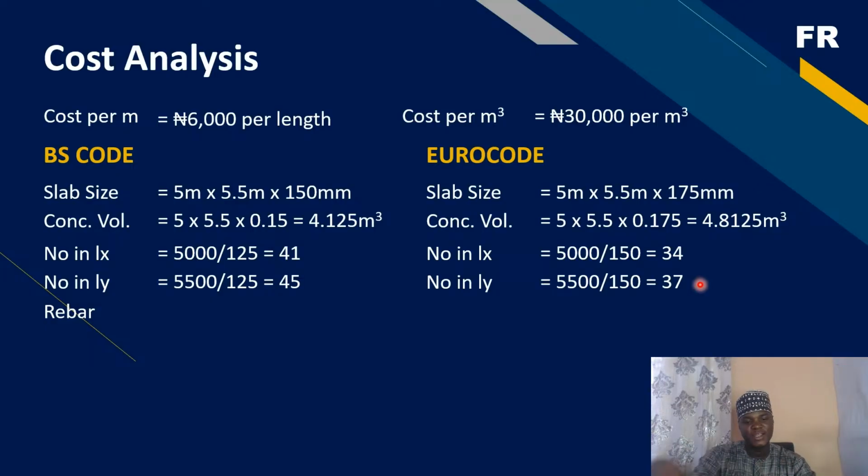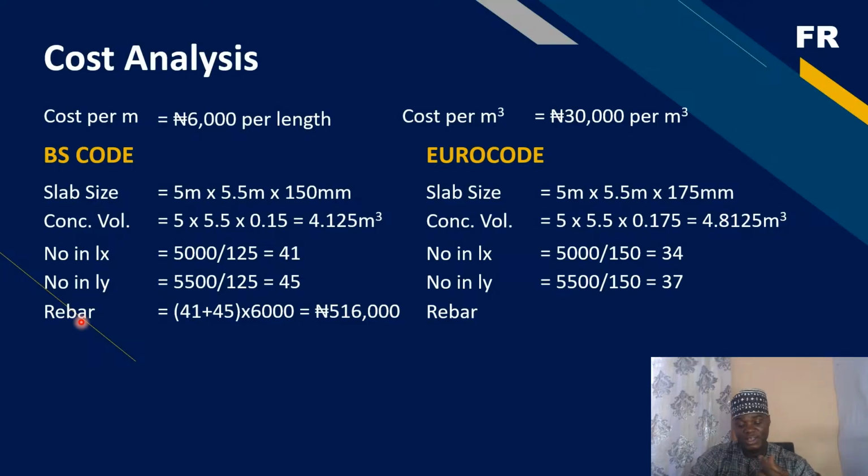Because of that, we are just going to now calculate the total cost of reinforcement. We are using cost per length. We don't need to evaluate the length because this is the cost per length. So we just know the total number of reinforcement times the unit cost per length. So this one is going to give us 516,000 naira for the reinforcement. Then according to the Eurocode, because the spacing is slightly higher, we are going to have a lesser cost for reinforcement. So we save more. That will be 34 plus 37 times 6,000 naira. So we are going to have 426,000 naira for cost of rebar according to the Eurocode.